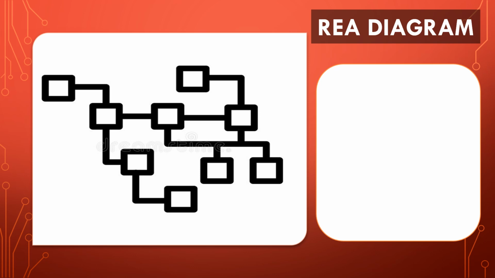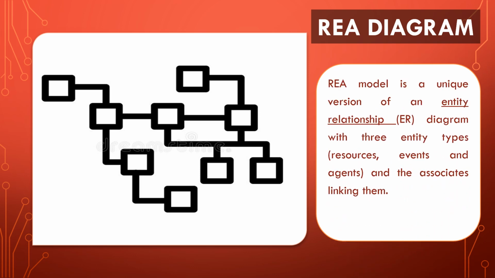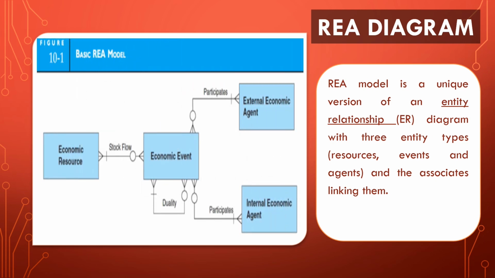The REA diagram is an advanced or unique version of the entity relationship diagram, ER, which is the diagram that we explained, explaining the relationship between entities and the association without involving the details about the resources. So that's the main difference between the two. We will explain in a short while the comparison between the two, the ER and REA modeling of database.